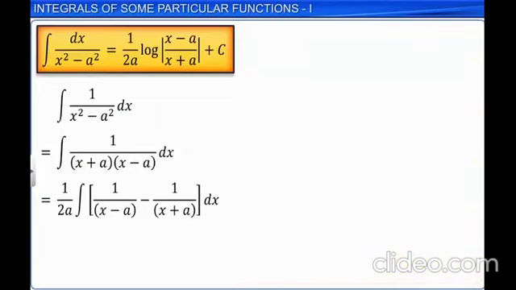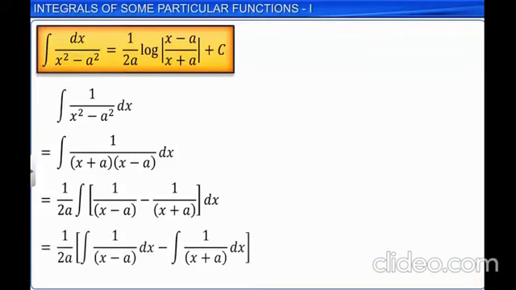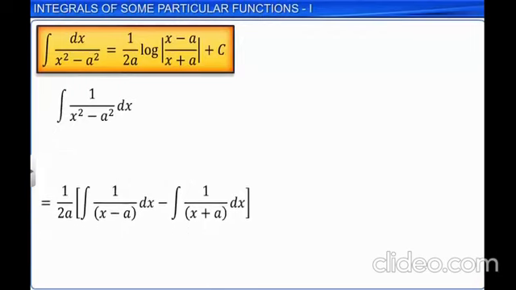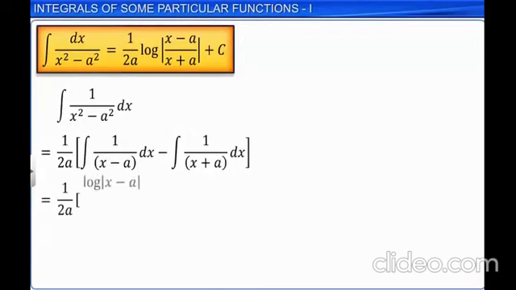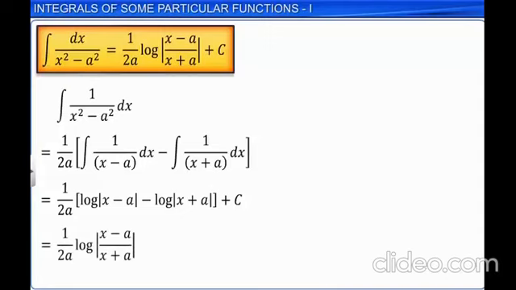Now, writing the integral of the difference of two functions as the difference of the integrals of the functions, we get the expression as shown. The integral of 1 upon x minus a is equal to log x minus a, and the integral of 1 upon x plus a is equal to log x plus a plus the constant. This is equal to 1 upon 2a multiplied by log mod of x minus a upon x plus a plus the constant. This verifies the formula.